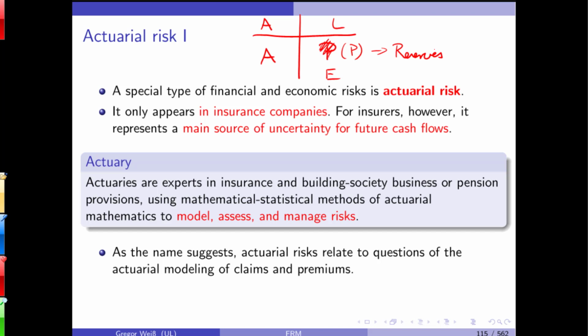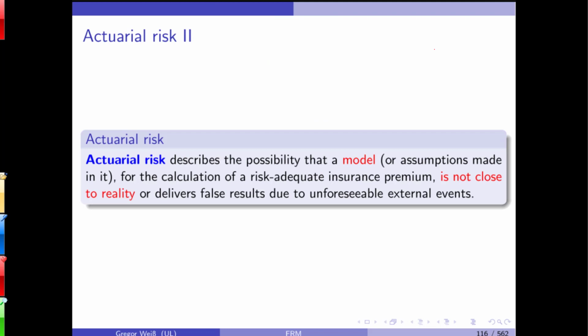So this is what an actuary does. Calculate premiums, calculate reserves, and actuarial risk relates to questions of the actuarial modeling of claims and premiums. Actuarial risk then is what? It describes the possibility that a model or assumptions made in it for the calculation of a risk-adequate insurance premium is not close to reality or delivers false results due to unforeseeable external events.